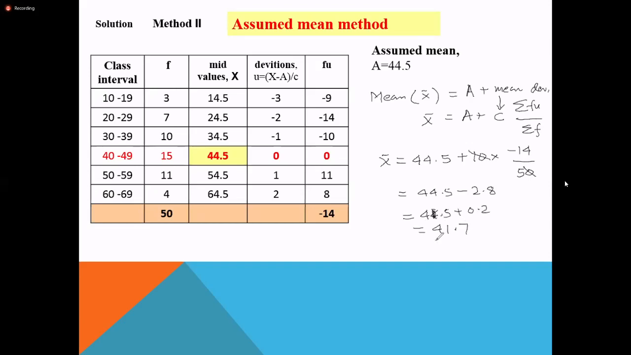Same value. This is very simple. The calculation becomes very easy then, right? That is the advantage of using the assumed mean method.